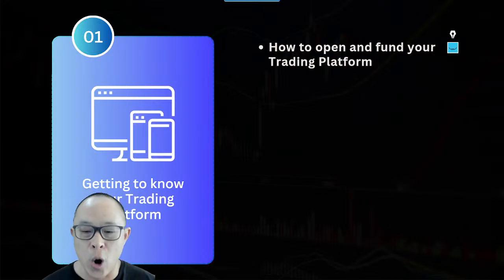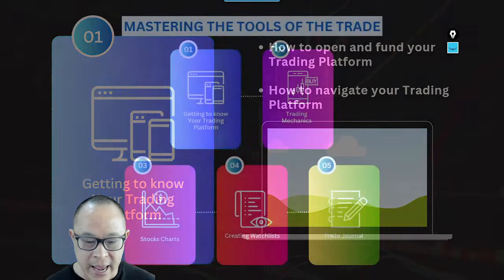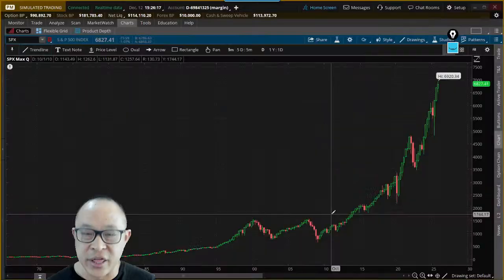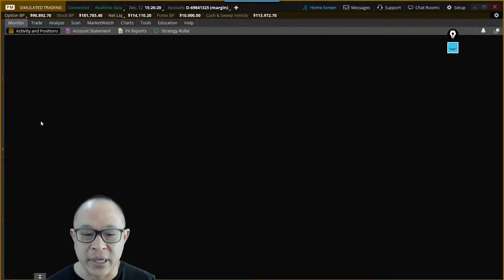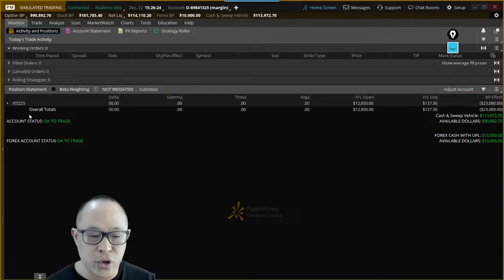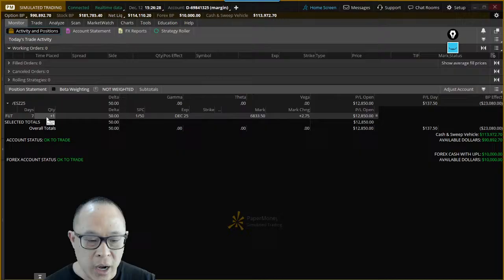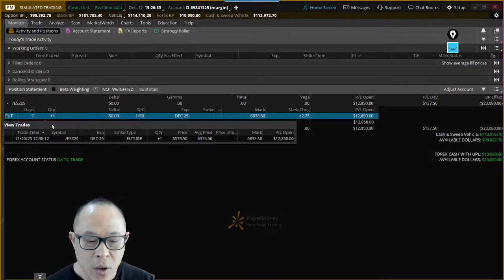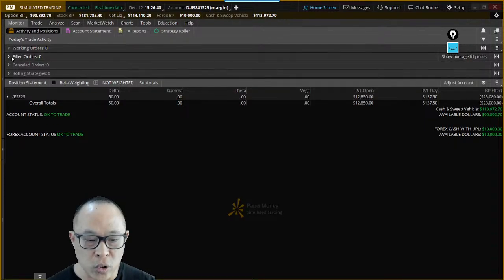First, you got to know how to open and fund your trading platform, how to navigate your trading platform, and let's take a look at the Thinkorswim platform as an example. So the monitor tab is where you're going to be able to look at your overall positions, right? What you're buying, what you're selling, and making sure that you know how to navigate what prices you got in. You also need to make sure that you know what your filled orders are, what are your working orders, and how do you read that.